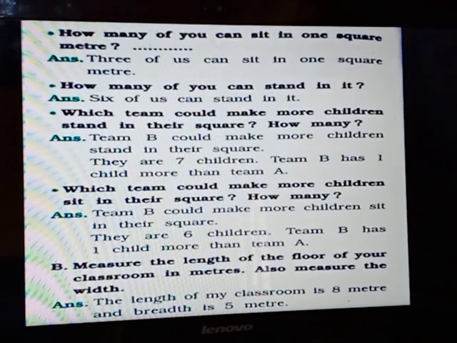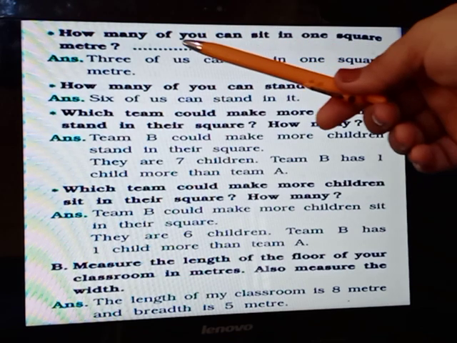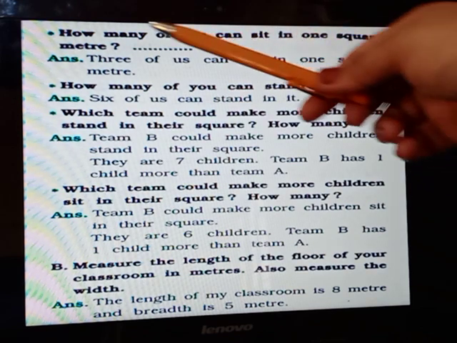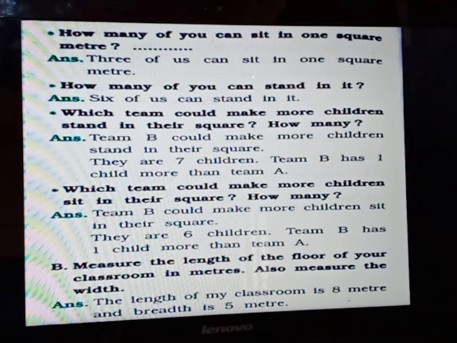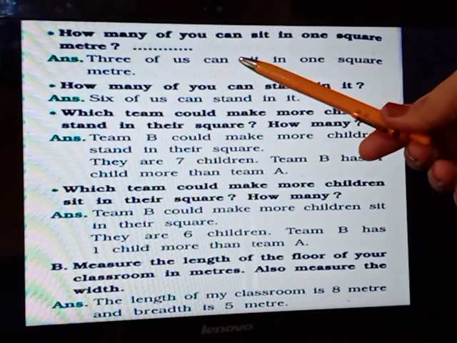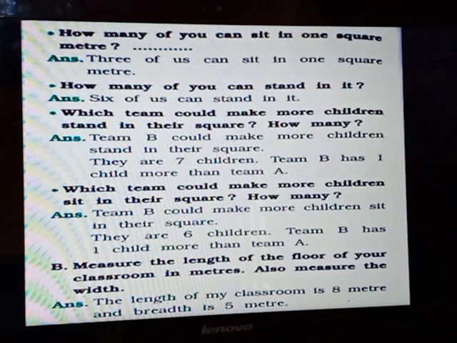Okay, now question, how many of you can sit in 1 square meter? If you are making the square of 1 square centimeter, then how many people can sit in that particular box? So answer will be 3 of us can sit in 1 square meter. This is the approx answer. You can take another number also. If you found that you can sit 3 or more people, then you can write that number. Here we are taking 3. Okay, so 3 of us can sit in 1 square meter.